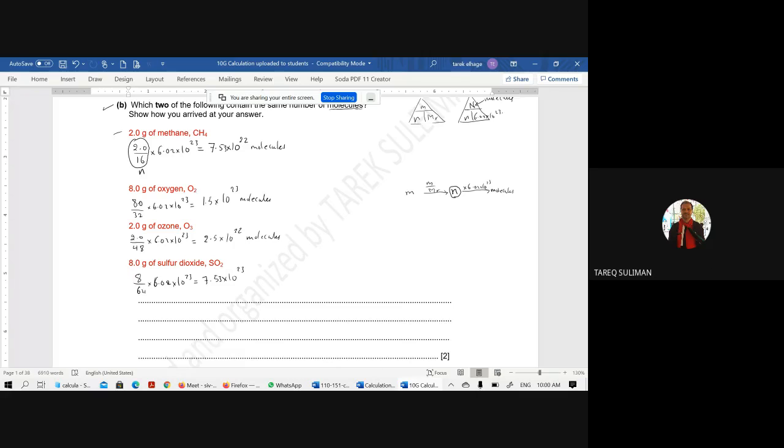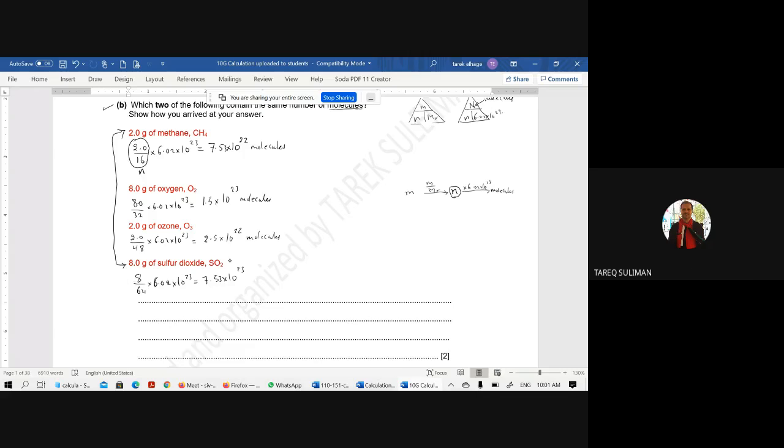So the two that contain the same number of molecules are what? Methane and sulfur dioxide. 2 grams of methane and 8 grams of this. Agree? Yes.